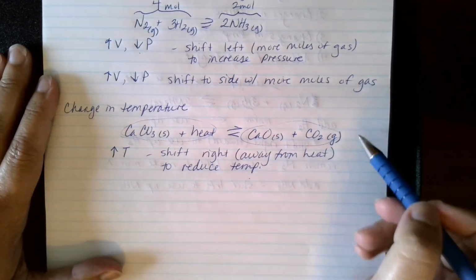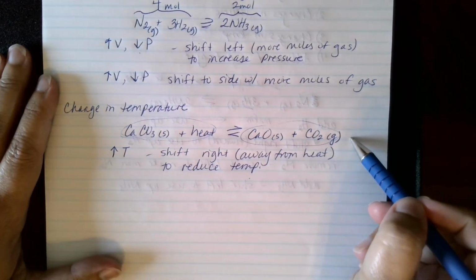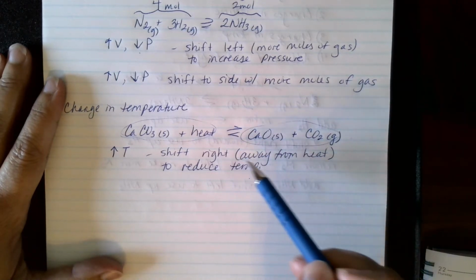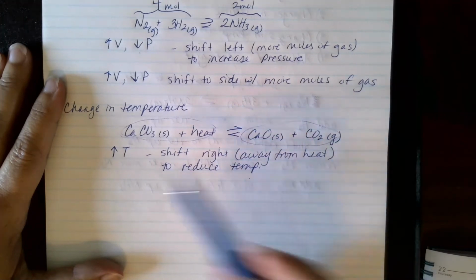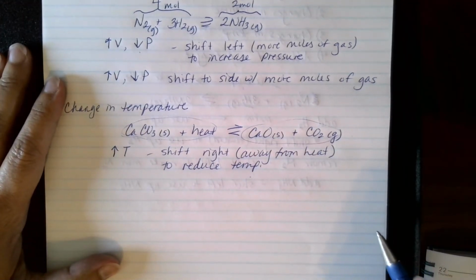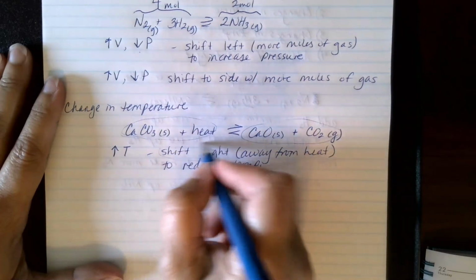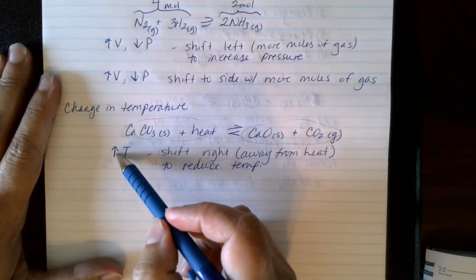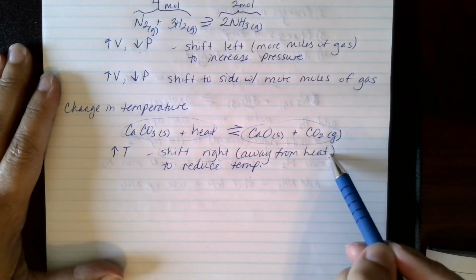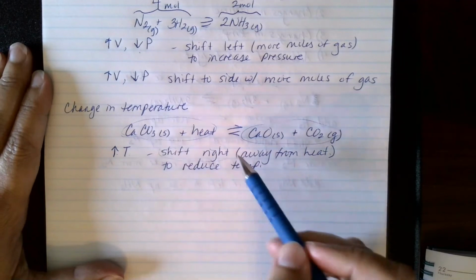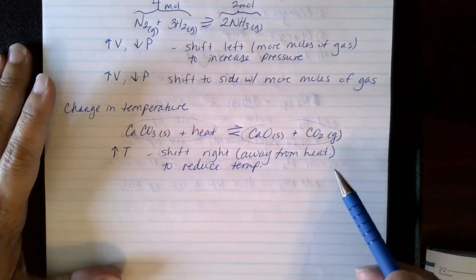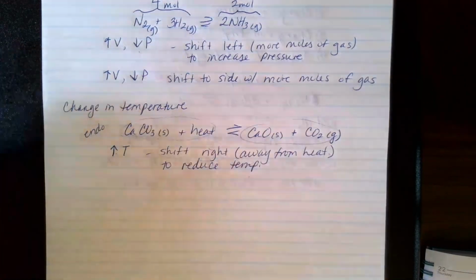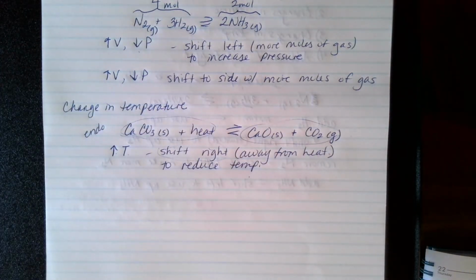Now, if my heat were on the opposite side, it would make a difference in the side that it shifted, but it still would shift away from the heat if I had increased the temperature. Okay, so this part, shifting left or right, is determined by which side the heat's on. But if you increase the temperature, it always shifts away from the heat. If you decrease the temperature, it's always going to shift toward the heat. Okay, this particular reaction is endothermic because the heat is on the reactant side.